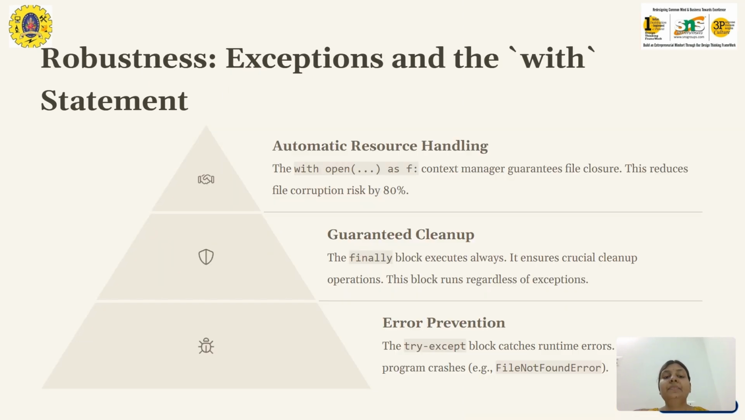Robustness, exceptions and the with statement. Automatic resource handling. The with open as f context manager guarantees file closure. This reduces file corruption risk by 80%.